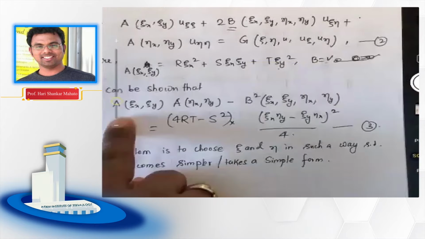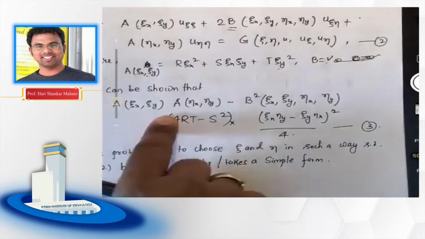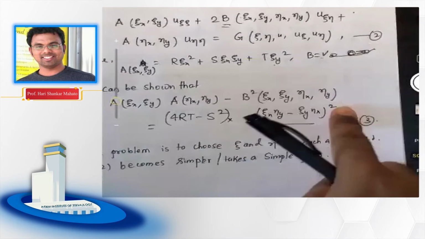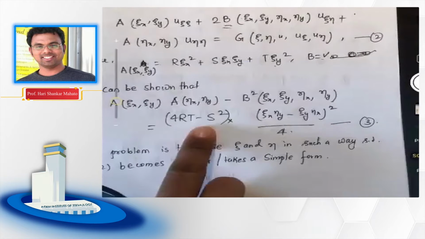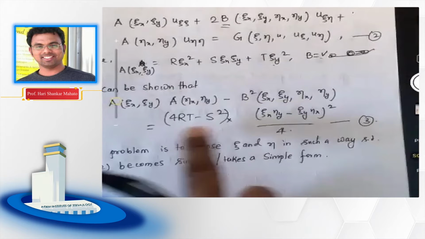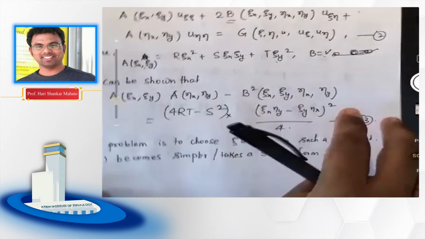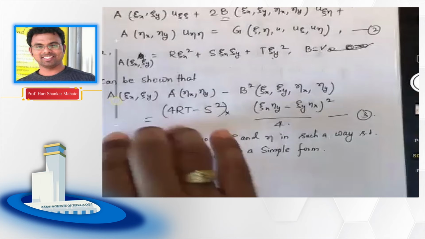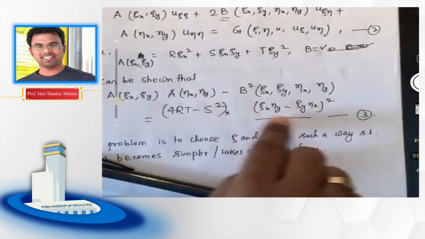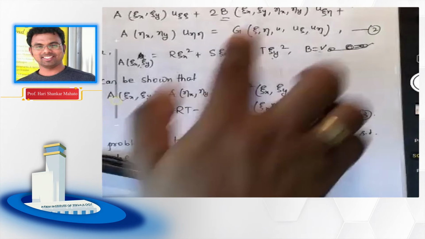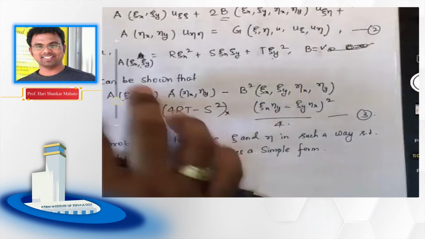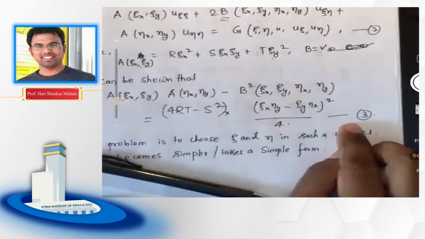it can be shown that A of xi x xi y, A of eta x eta y minus B square xi x xi y eta x eta y is equal to 4RT minus S square, xi x eta y minus xi y eta x whole square by 4. This can be shown. Let's keep it as an exercise for all of you. Just try whether you can show it or not. This is just a simple simplification. You just take these values on the left hand side and compare whether it is equal to the right hand side or not. This is simple to show.